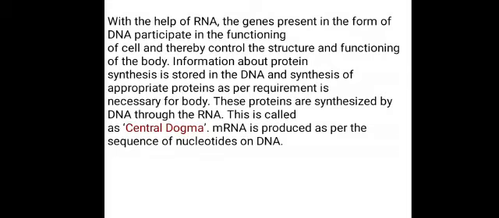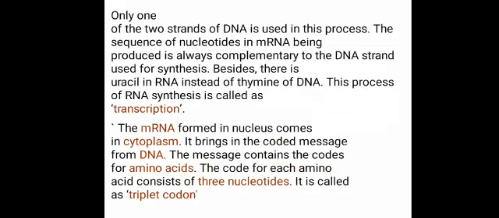Information about protein synthesis is stored in DNA, and DNA synthesizes the appropriate proteins as per the requirement. These proteins are synthesized by the DNA through RNA. This process is called the central dogma. The messenger RNA is produced as per the sequence of the nucleotides on DNA. In simple language, the DNA converts the information into the mRNA.